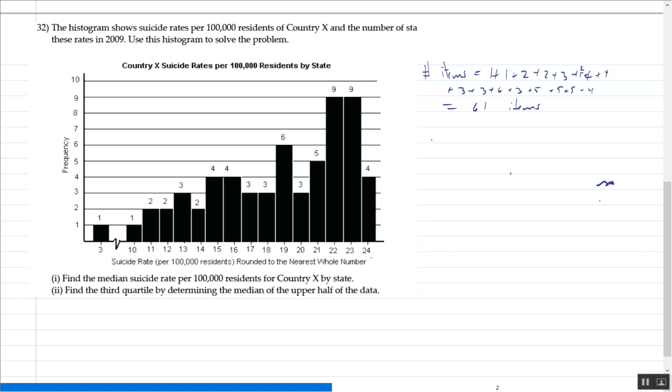Okay, so the median is going to be where? It's going to be in the middle. So we take 61 plus 1 over 2. So 62 over 2, so 31. So the 31st item is going to be the median.